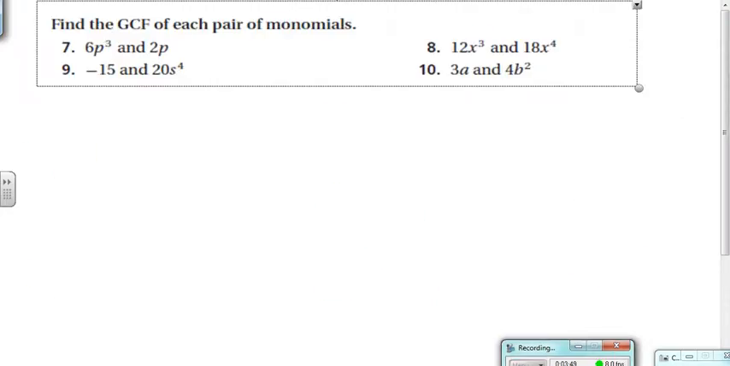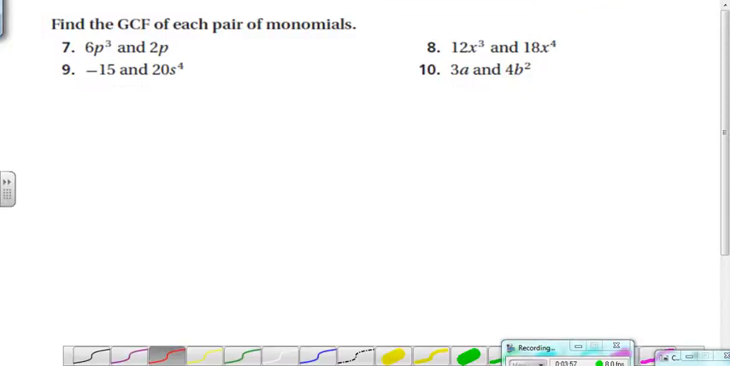Numbers 7 through 10, you have to find the greatest common factor of each pair of monomials. I really want you to be able to look at these and do them mentally. So I can look at this and say, okay, between 6p cubed and 2p, what do they have in common? Well, I look at the numbers. My greatest common factor can only be as big as my littlest number. So between 2 and 6, 2 is the smallest, so I know my GCF cannot be more than 2.